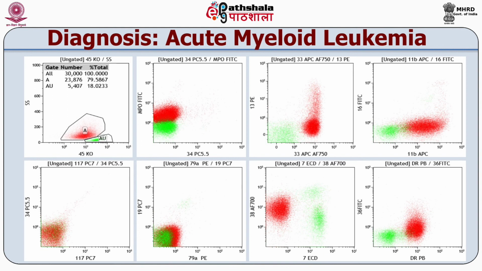The expression of CD45 on the blast cells is dimmer than the lymphocytes, and these blast cells have been gated under the gate A. Now, in the subsequent graphs, the expression of myeloid antigen, that is MPO, on the red cells, and CD13 and CD33 have been evaluated, and we see that CD33 and CD11b, which are the myeloid markers, are brightly expressed on these cells, and these cells do not stain for the B markers like CD19, CD79A or the T cell marker CD7. So, thus making a diagnosis of acute myeloid leukemia.